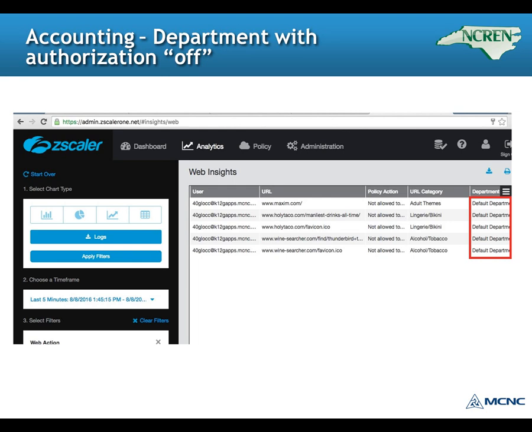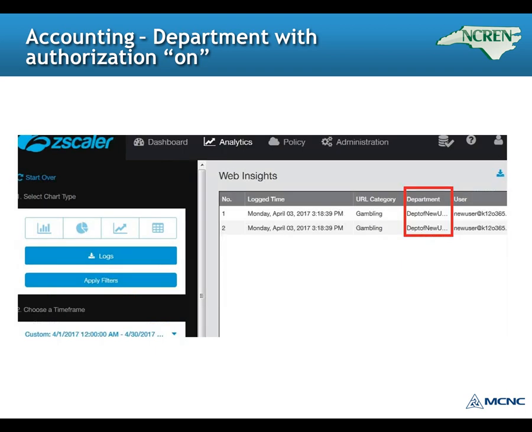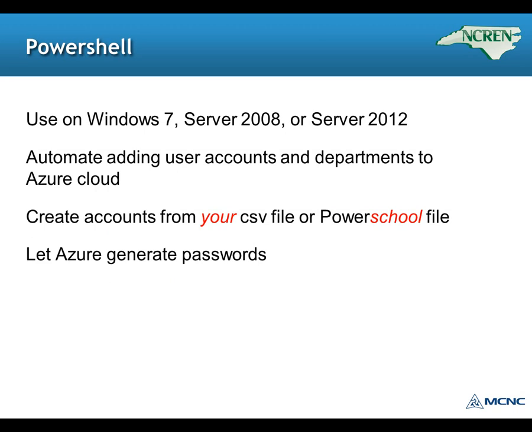Now, if a user didn't have the department field populated in Azure, we would see default department in Zscaler because it wouldn't know the department of the user. But if it does know because Azure has sent that, we would see that here. Okay? All right.